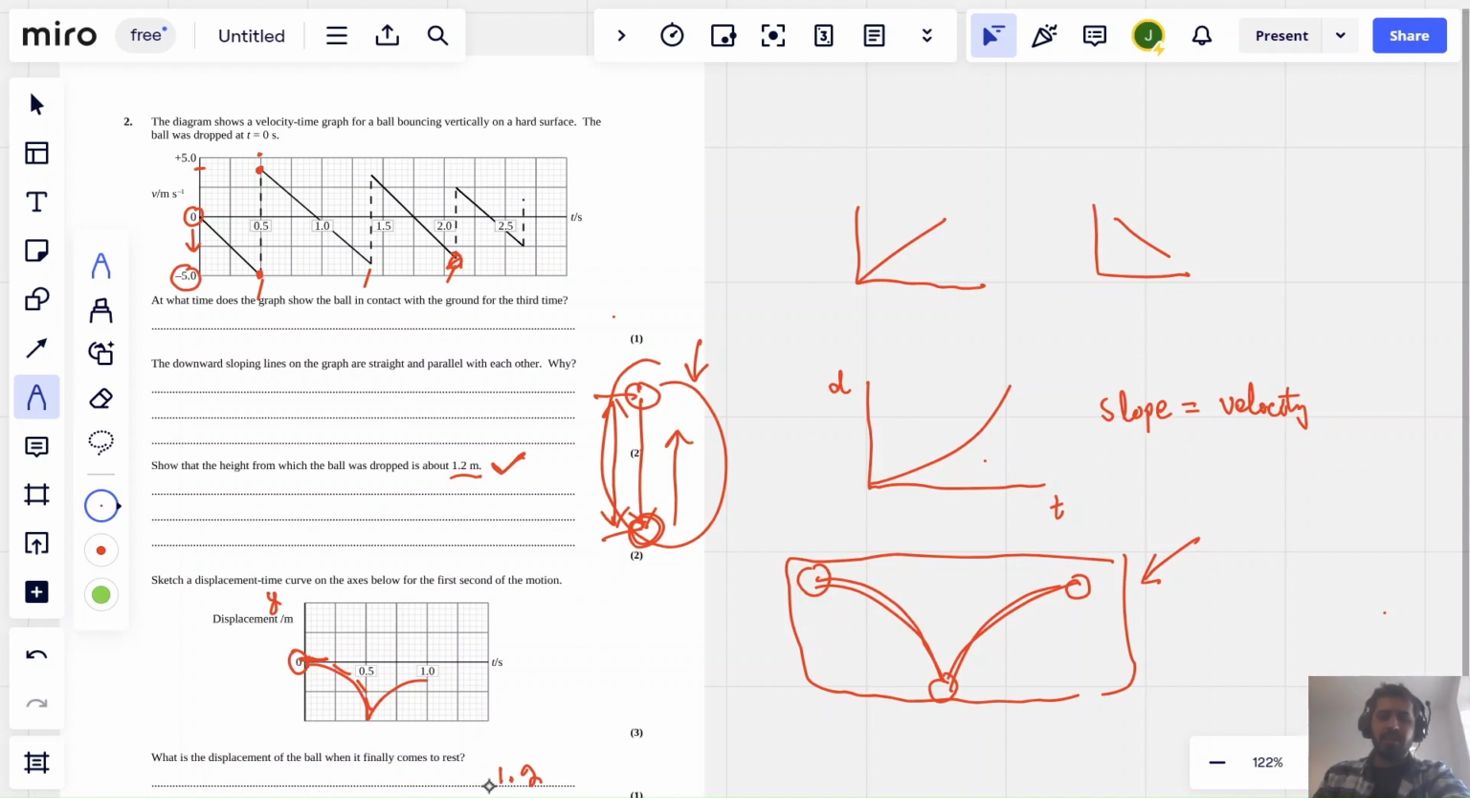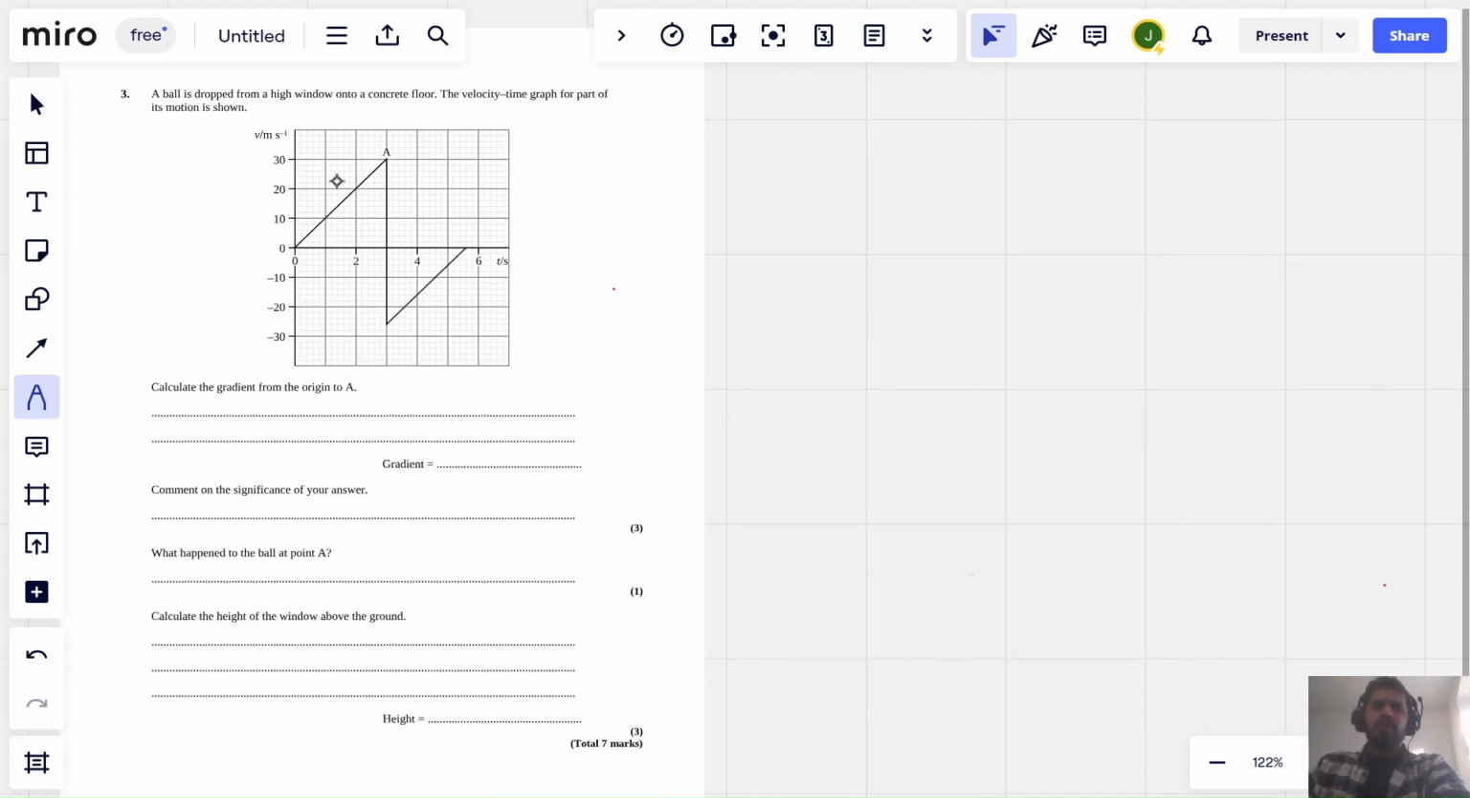You need to put the correct sign with this number. If this is your 0 level, so this will be negative 1.2. This is negative displacement. And that's it.